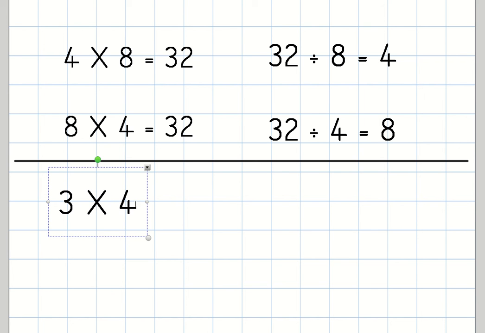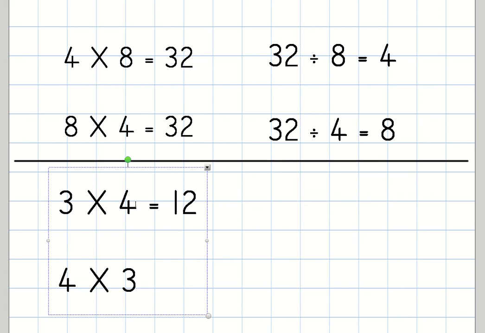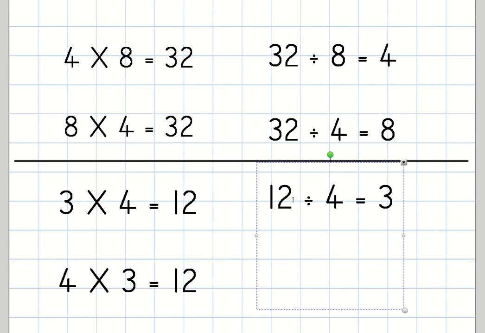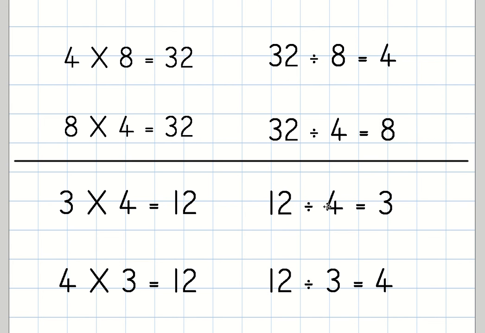Hopefully you've now written those down once you've paused the video, so let's go through them. We've got 3 times 4 equals 12, and we know that 4 times 3 equals 12. Now, if we were using division, we can say that 12 divided by 4 equals 3, and 12 divided by 3 equals 4. So hopefully you've seen the relationship there between multiplication and division.